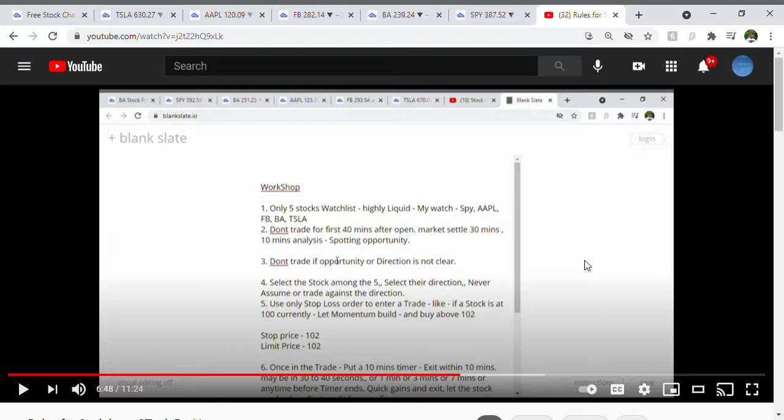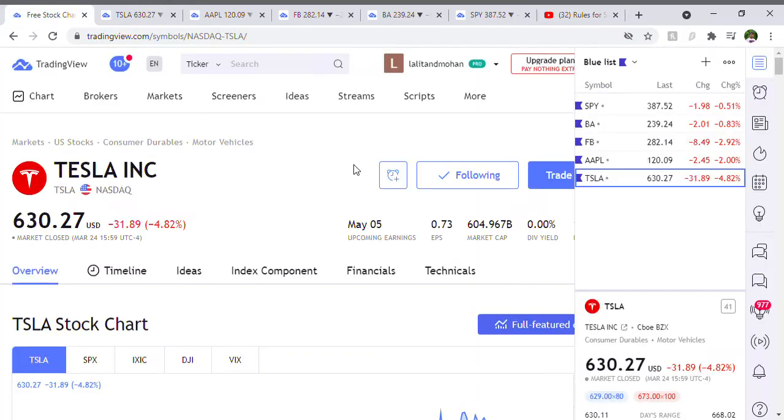So these 6 points we have already discussed in my previous video. Please go through that. In this video I'll be talking about how we set up our chart for our scalping purpose.